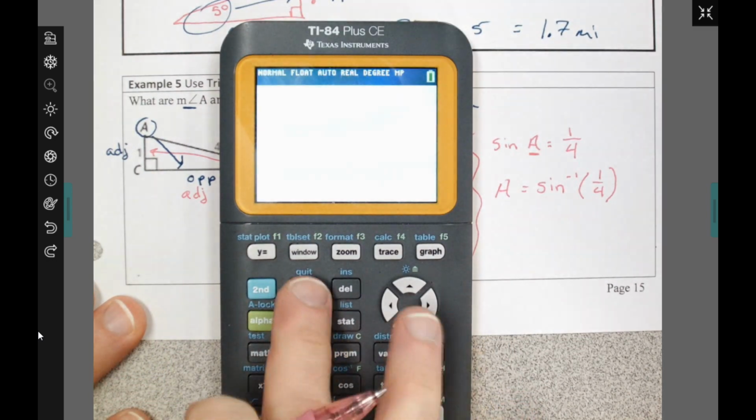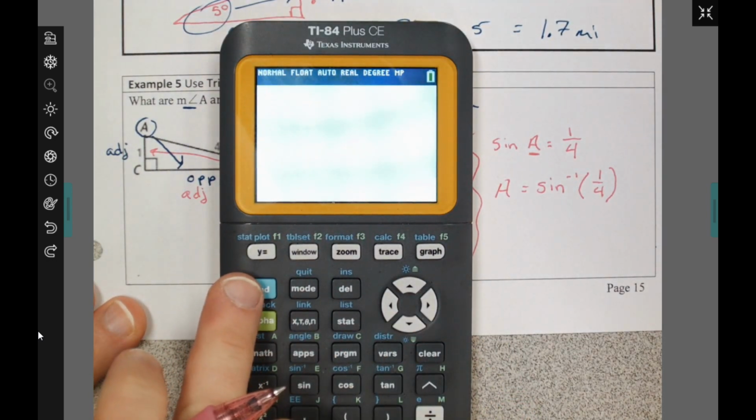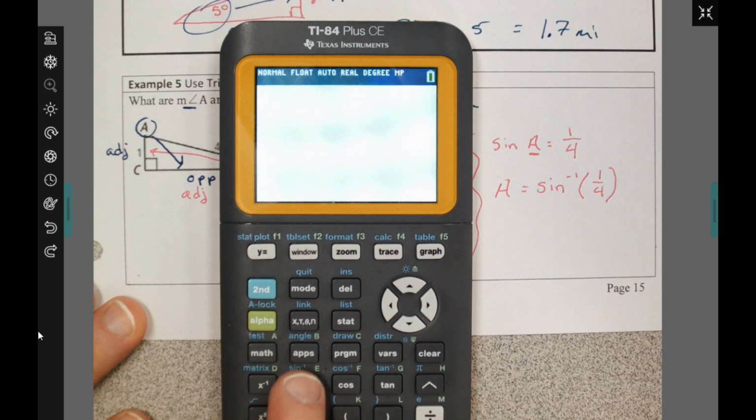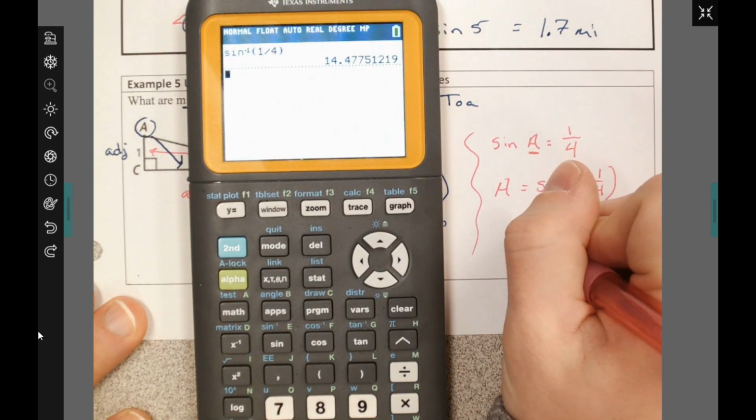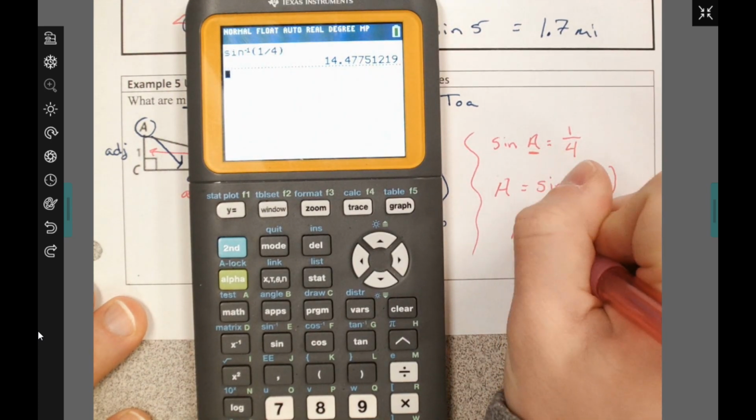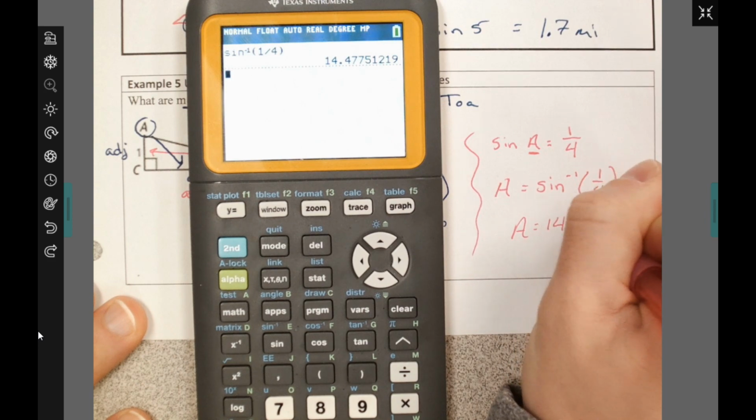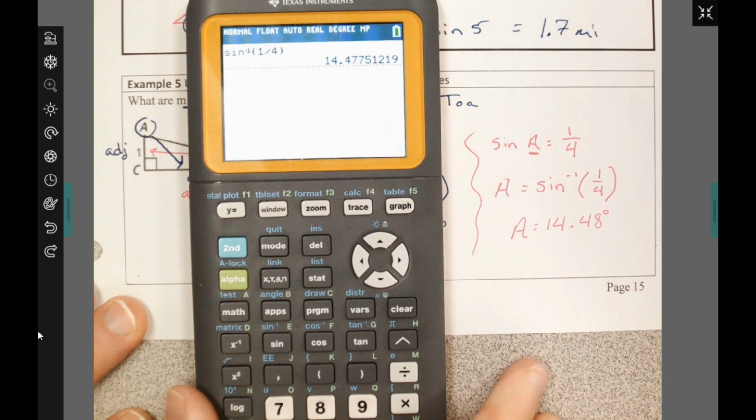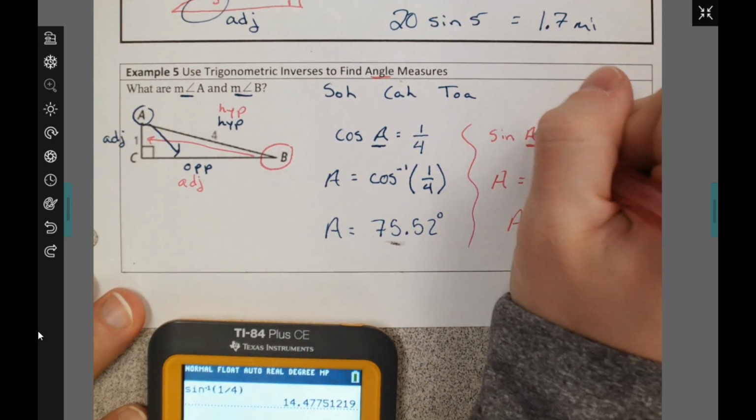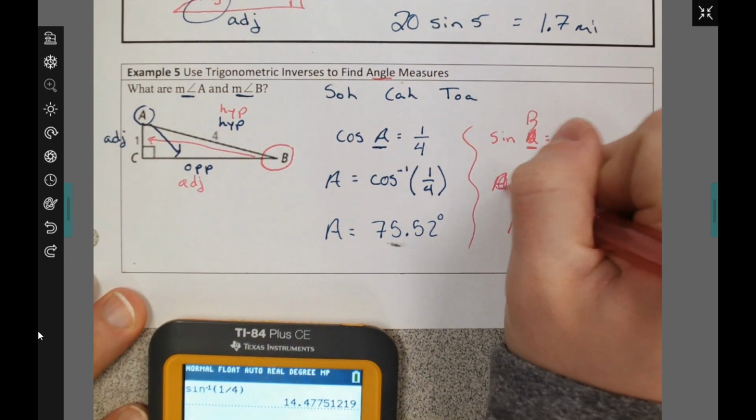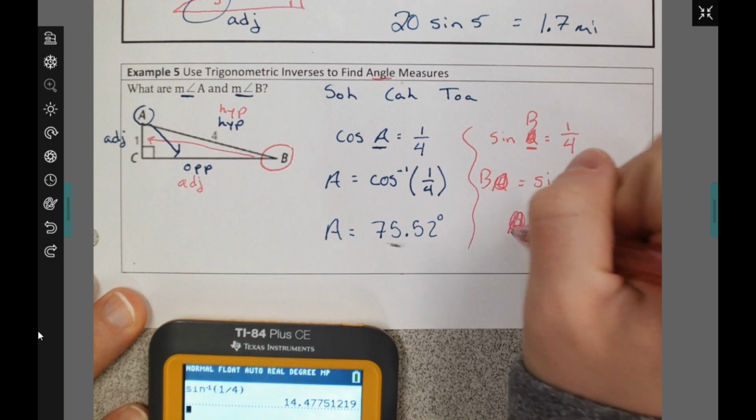Okay, so we're already in degree mode. We know that. To get the inverse, you're going to go second sine, and then we got 1 divided by 4. And it's going to give me 14.48. So B equals 14.48 degrees. Okay? And that's not A. We were working with angle B. So let me switch these to B's.